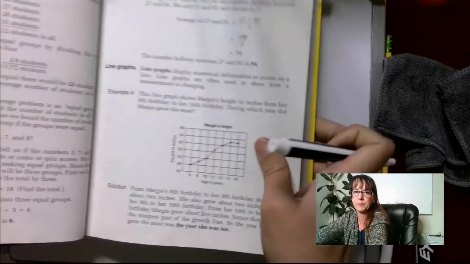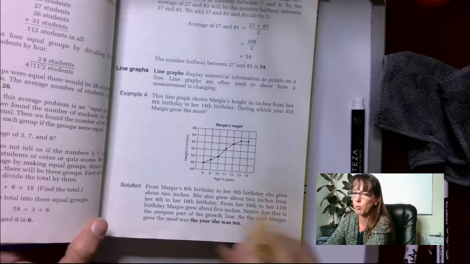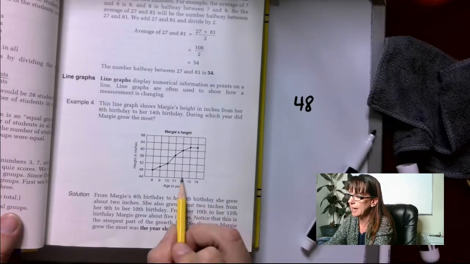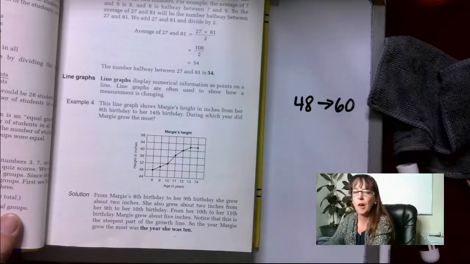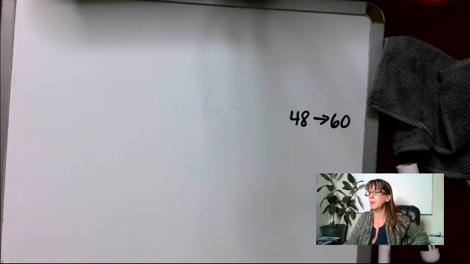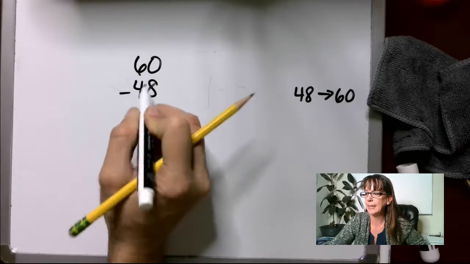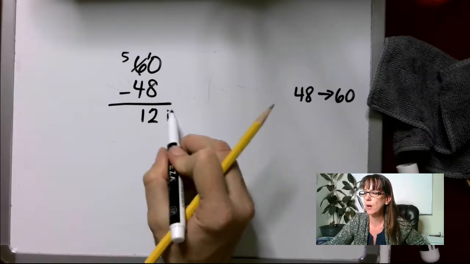All right, so we go back and look at the graph on example number 4, the page before, right? How many inches did Margie grow from her 8th to her 12th birthday? If we take a look here, it's kind of far away, but on her 8th birthday, she was at 48 inches. And on her 12th birthday, she was at 60 inches. All right, if she grew from 48 to 60 inches, all we have to do is take 60 minus 48. Make this a 5, make this a 10, 2, 1, 12 inches.